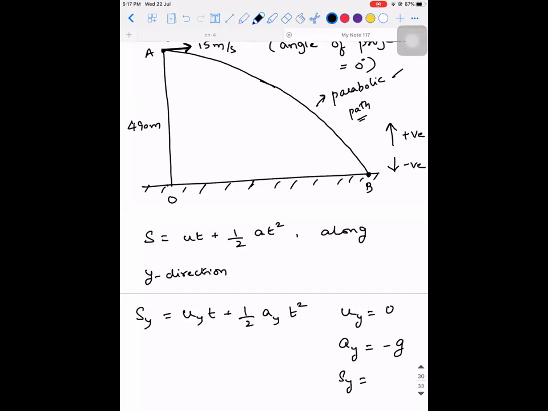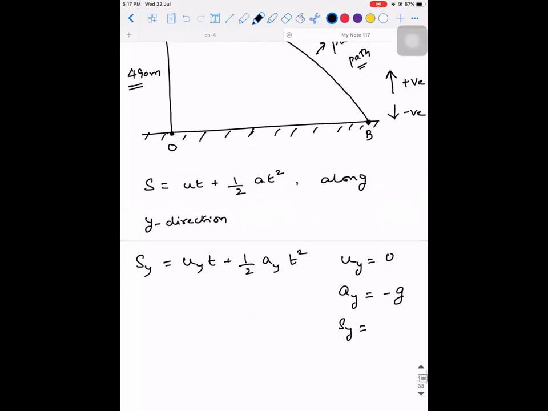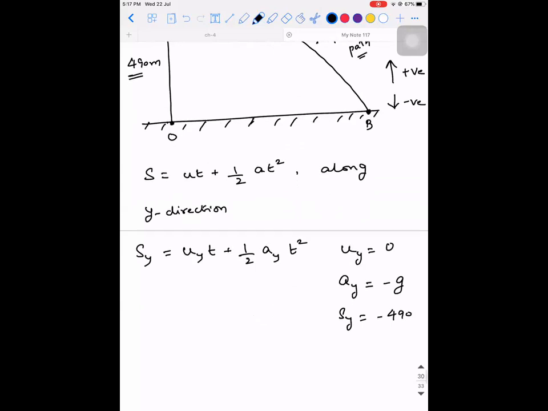And what is the displacement it has caused in the downward direction? So it has moved through a displacement of 490 meters, but in the downward direction. So you should write it as minus 490. Is there any doubt in this? No, sir. Now we'll substitute all the values.